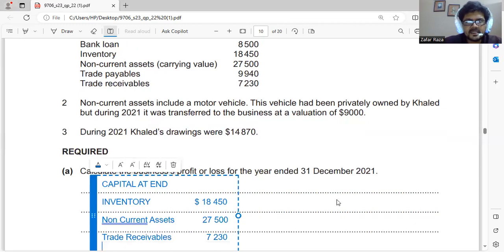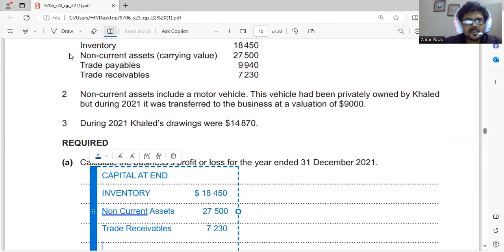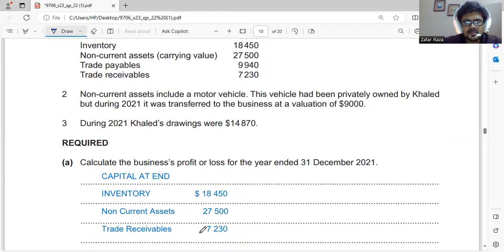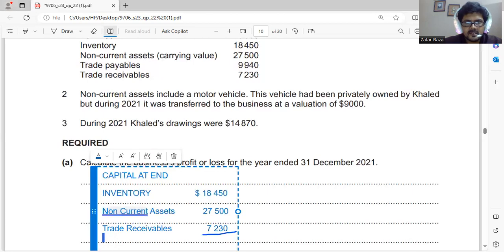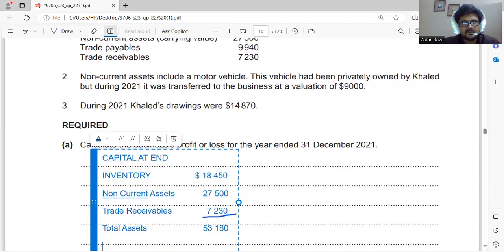Now, if we add these three assets, we'll get the total of all these three assets. Now see the total assets. How much? 18,450 plus 27,500 plus 7,230. That is 53,180 total assets. Now less liabilities.